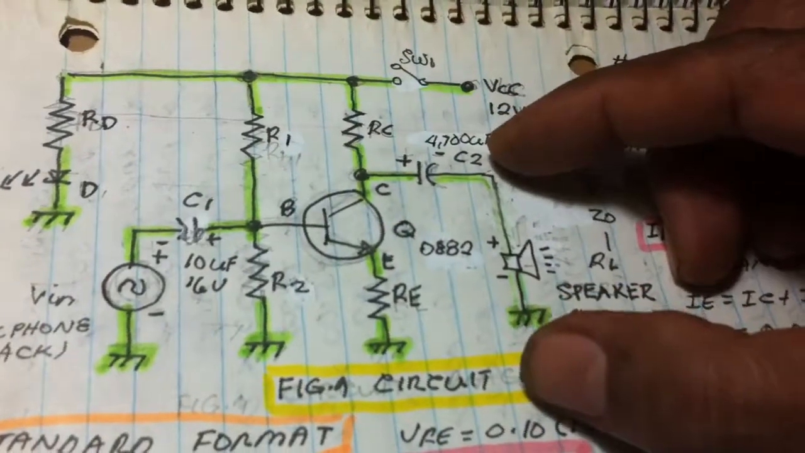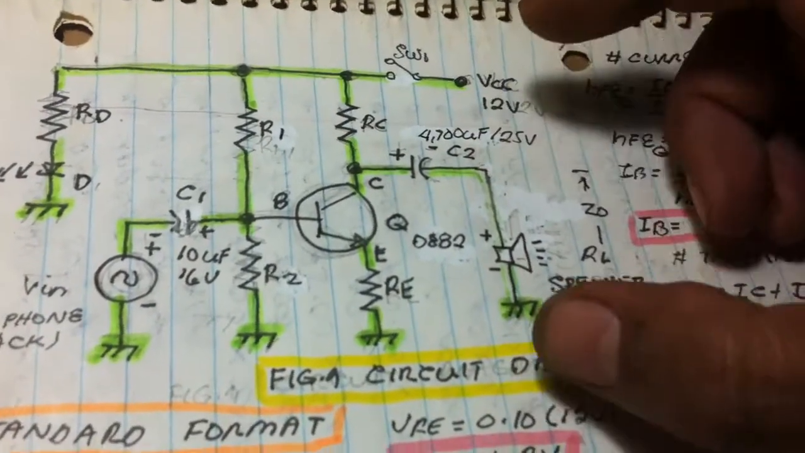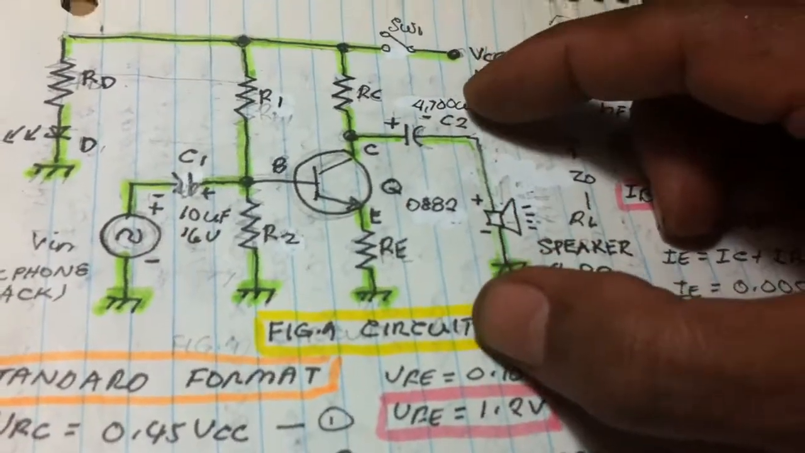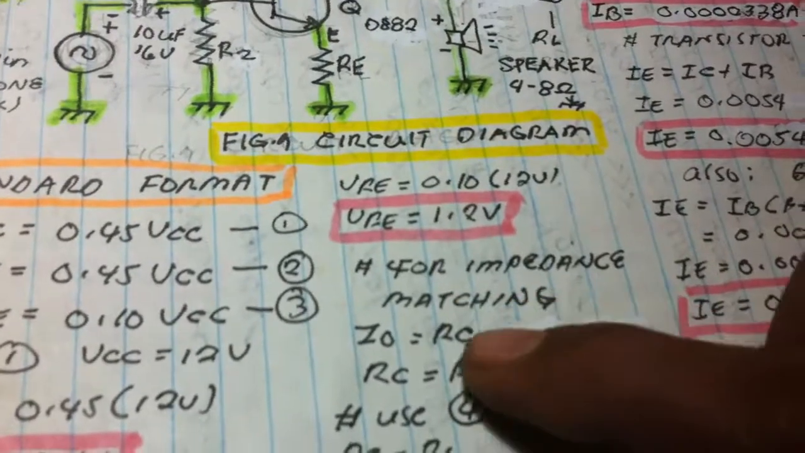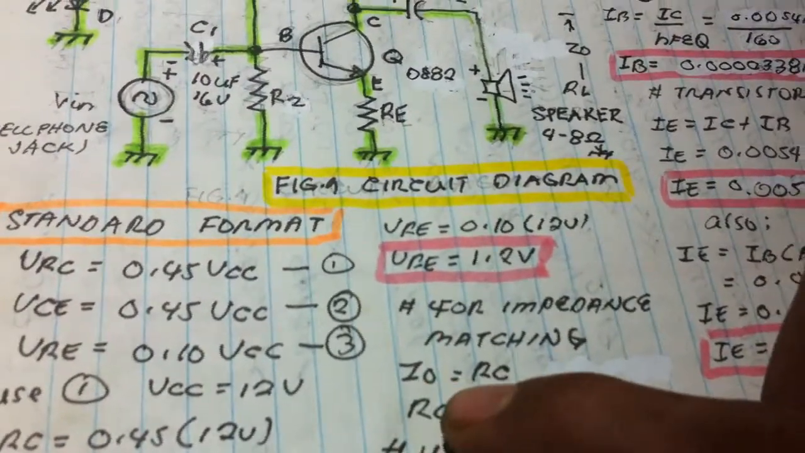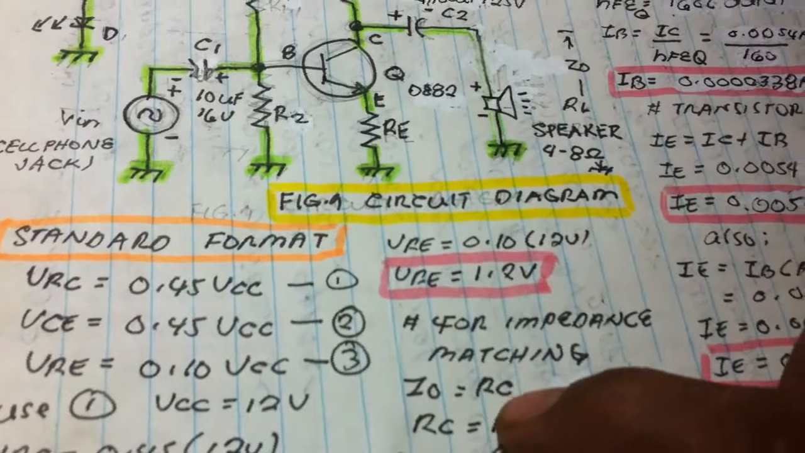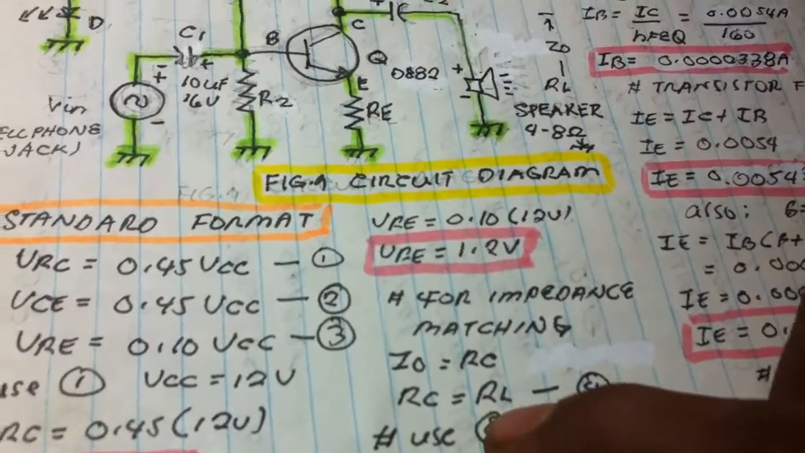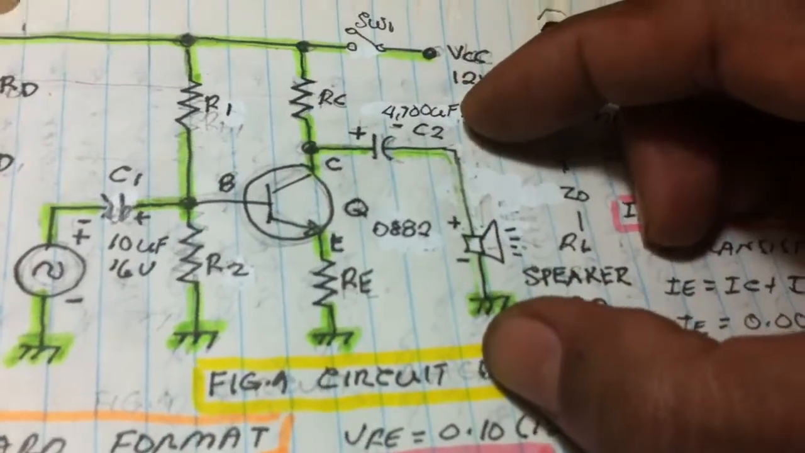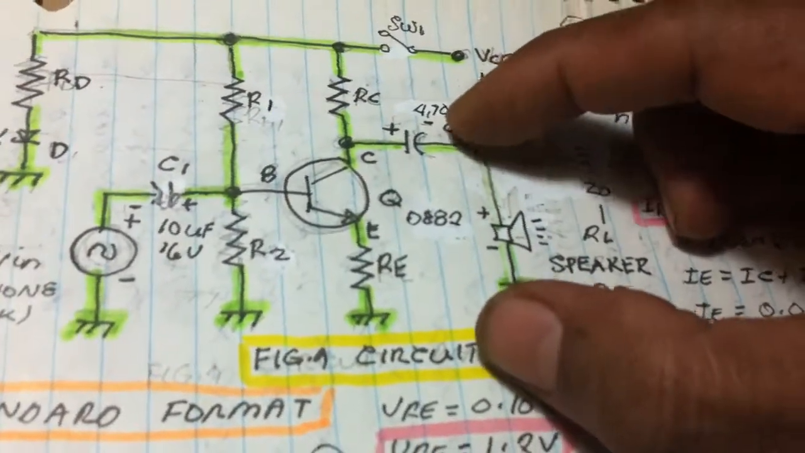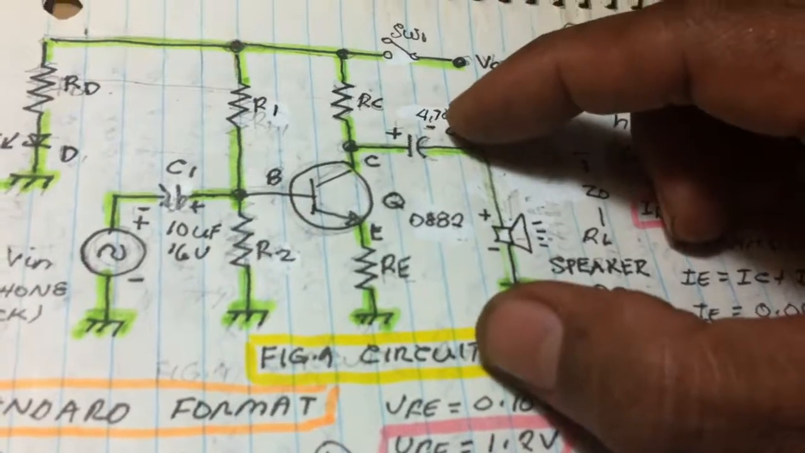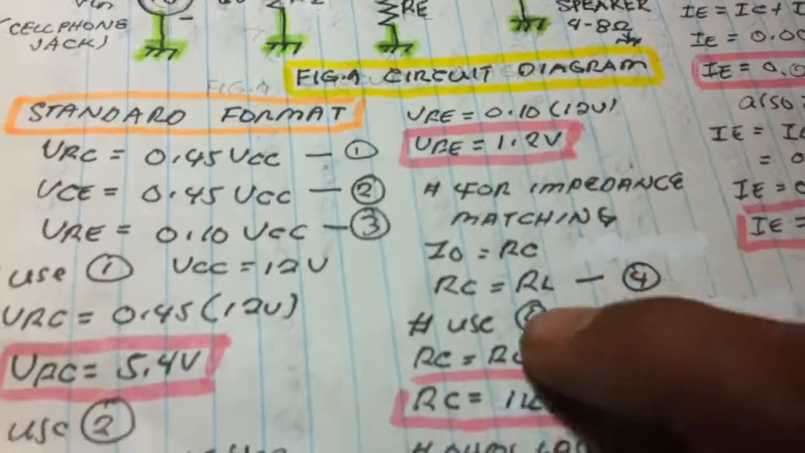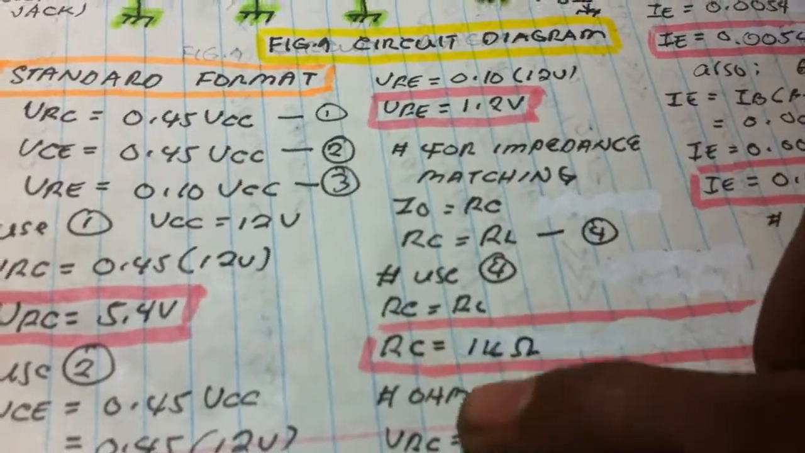For impedance matching, the output impedance should be equal to the collector resistor. I'm using a 1 kilo ohm output impedance. For impedance matching, the output impedance must be equal to the collector resistor. RC should be equal to RL, that is the resistance of the load. Whatever the resistance of the load is should be equal to the collector resistor. So it means RC is equal to RL.